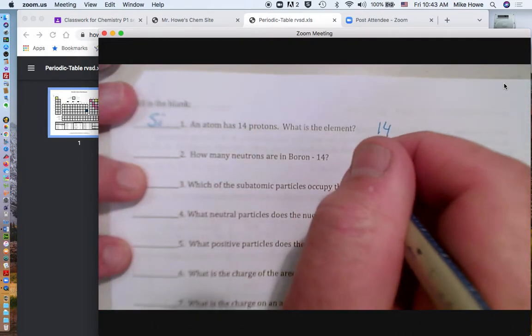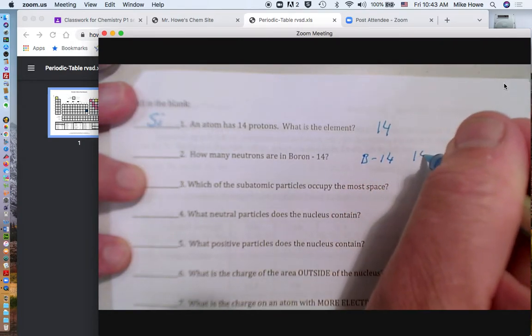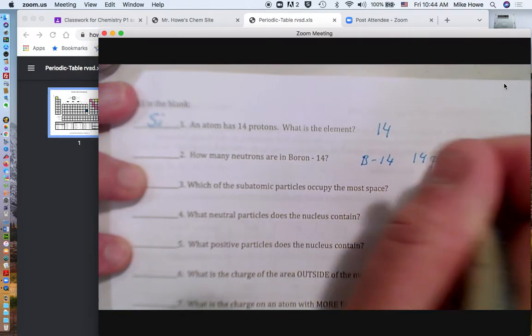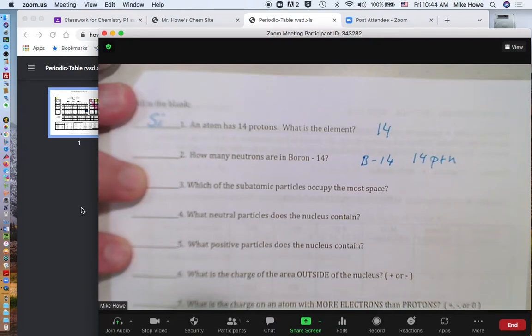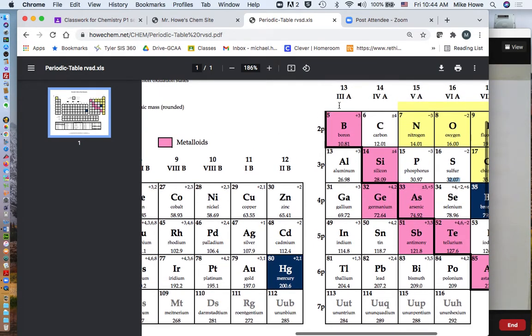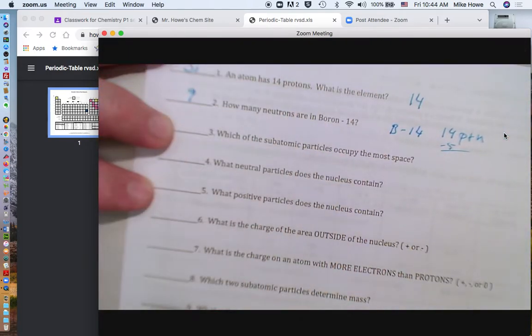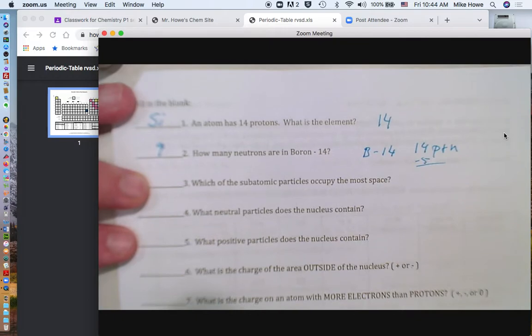How many neutrons are in boron 14? So this boron 14, that means that there are 14 protons and neutrons. If you go look at boron on the periodic table, though, it only has 5 protons. You can see it right there, 5. And so we have 14 minus 5. That gives you 9 neutrons. So that answer will be 9.